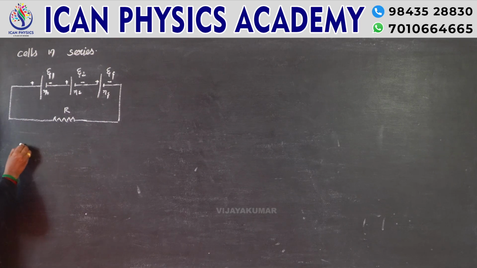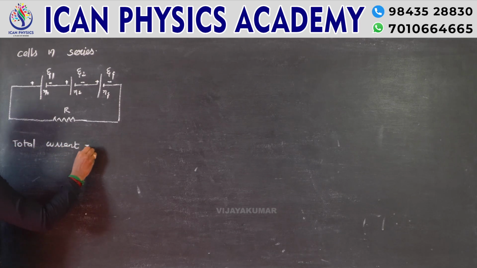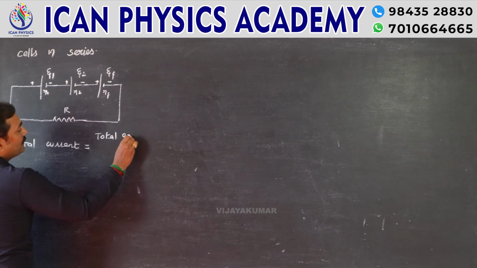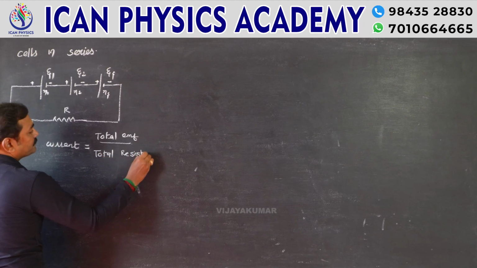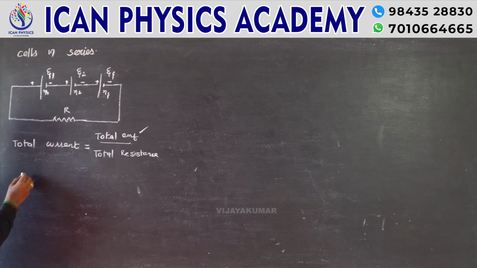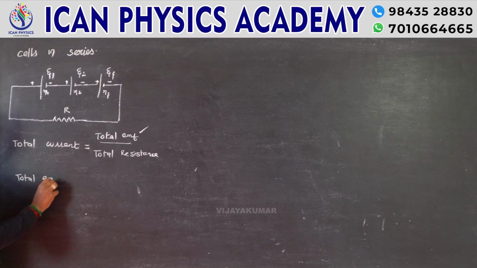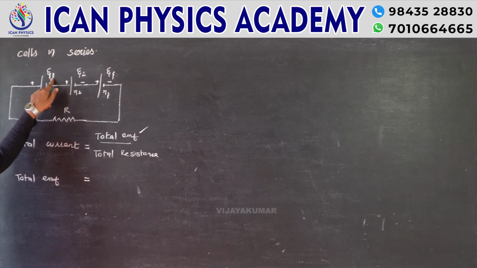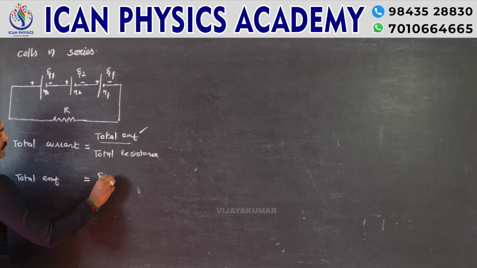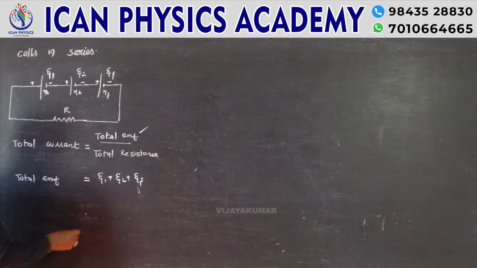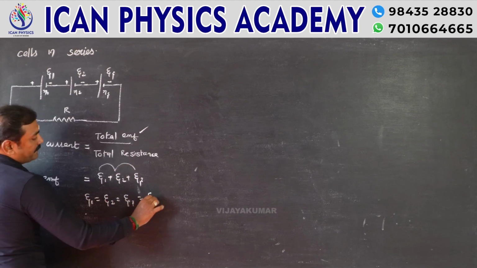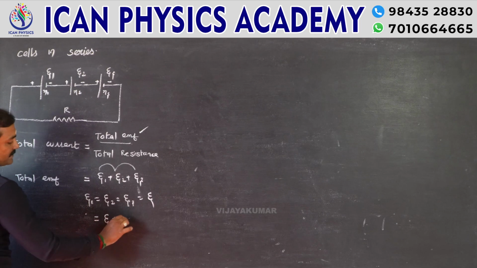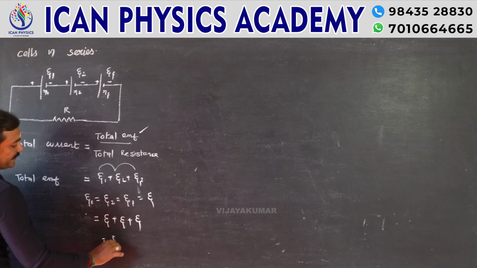Okay. So from that we can calculate the total current. Total current equal to total EMF divided by total resistance. First we have to calculate total EMF. How can we calculate total EMF? The first one, second one and the third one, so psi 1 plus psi 2 plus psi 3. Let these all be equal: psi 1 equal to psi 2 equal to psi 3 equal to psi. So we can write psi plus psi plus psi, then we can say 3 psi.